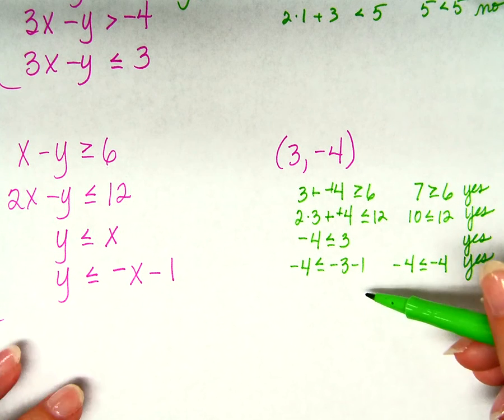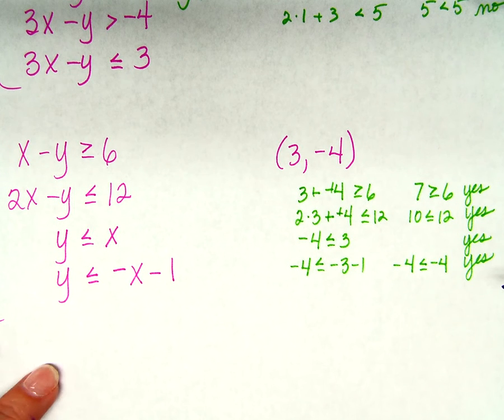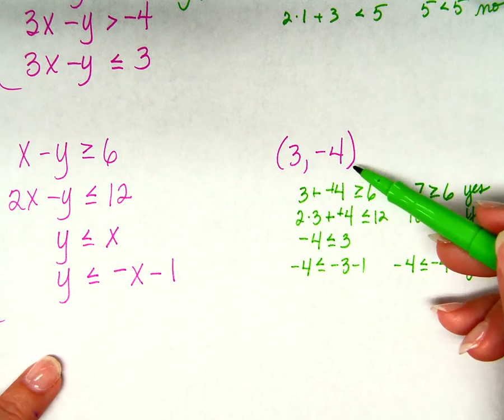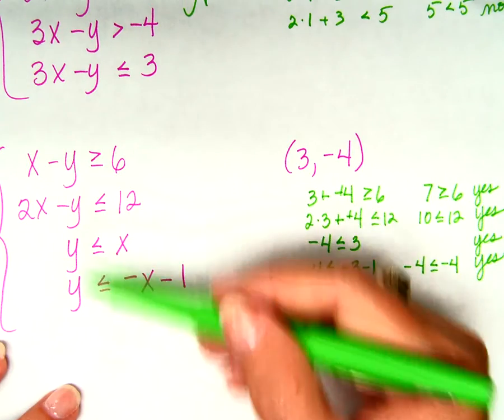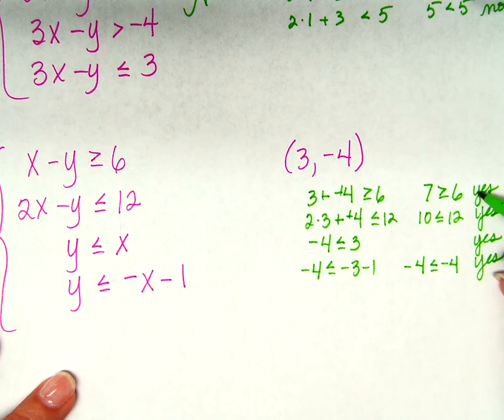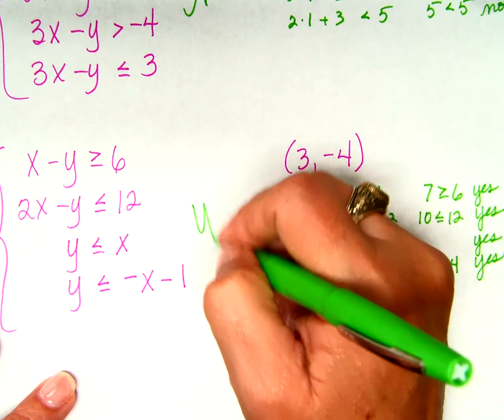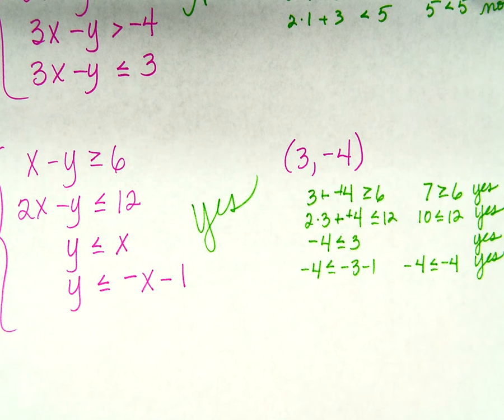Okay, now what? Oh, now it's yes, right? Because I took the point and substituted into each one of the restrictions, each one of the inequalities in my system of inequalities, and every single time it was yes, so then my answer is yes. Does that make sense? Okay, do you have any questions about that?